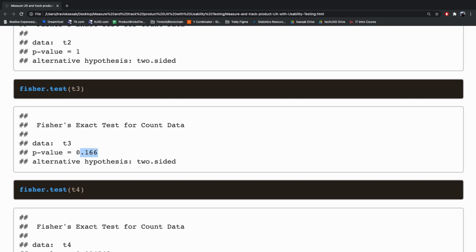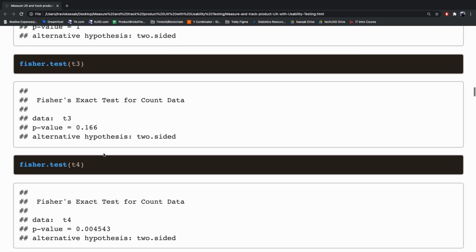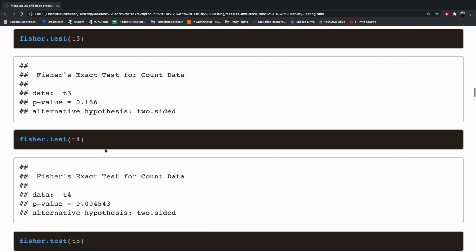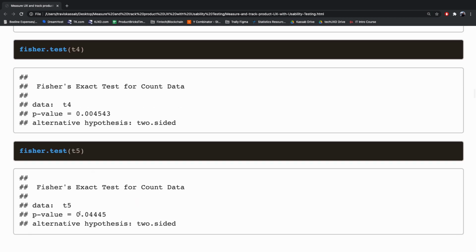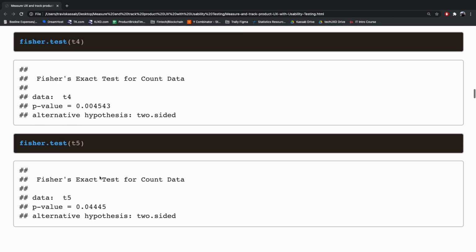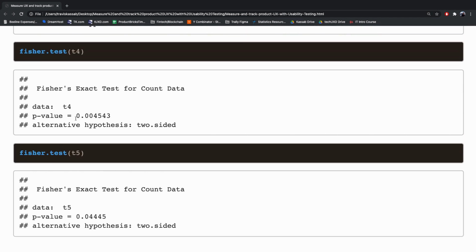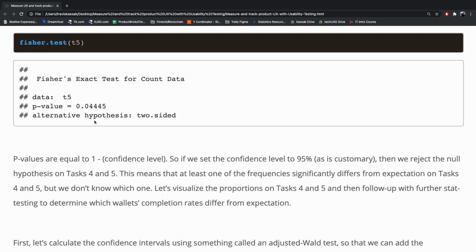Task 3, 0.166, right? And then 0.004, and then 0.04. Okay. So definitely on task 4 and task 5, they have small p-values, which indicate that there could be a relationship between the product and completion rate. Well, we don't know, since there are 3 products, we don't know which over-indexes over what or under-indexes over what.